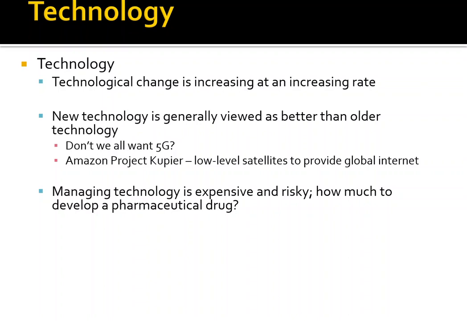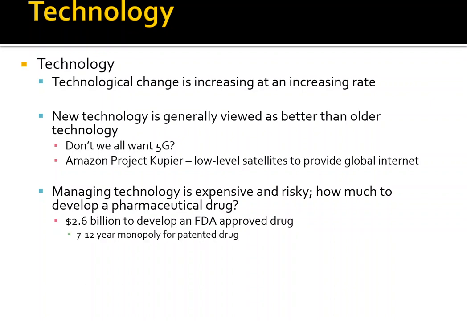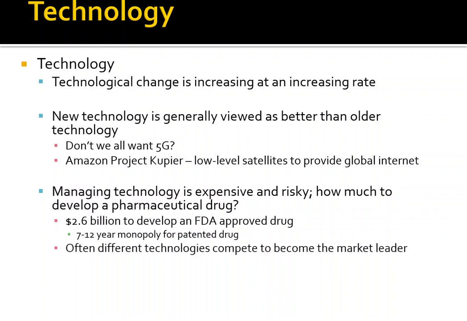How much does it cost to develop a pharmaceutical drug that's FDA approved? $2.6 billion. Right? And that's why the government often gives the drug manufacturer a 7 to 12 year monopoly, because it's so risky. So they need a period of time where they have zero competition to earn their money back in order to incentivize them to keep doing research and making more drugs for the benefit of society.